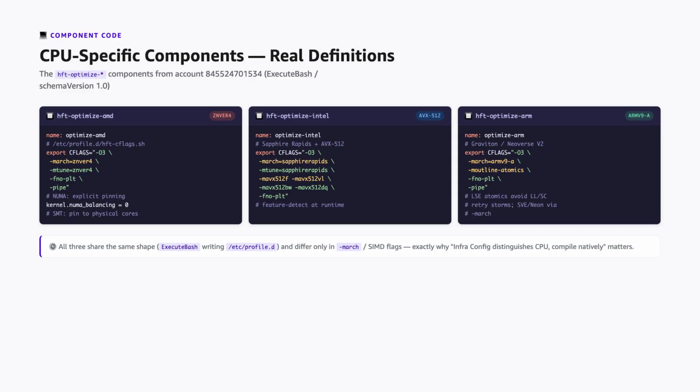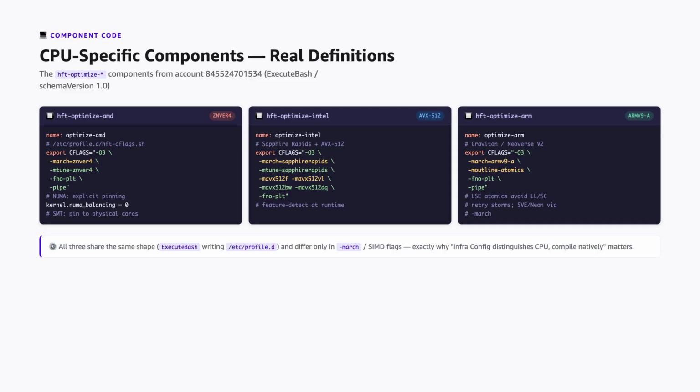The AMD variant sets march znver4 and disables NUMA balancing so cores can be pinned explicitly. The Intel variant targets Sapphire Rapids and turns on the AVX 512 family, AVX 512F, AVX 512VL, AVX 512BW, AVX 512DQ, while still feature detecting at runtime. The ARM variant targets ARMv9-A with outline atomics, so LSE atomic instructions avoid the lock and retry storms of older load-linked, store-conditional sequences, and lets the compiler emit SVE and Neon automatically.